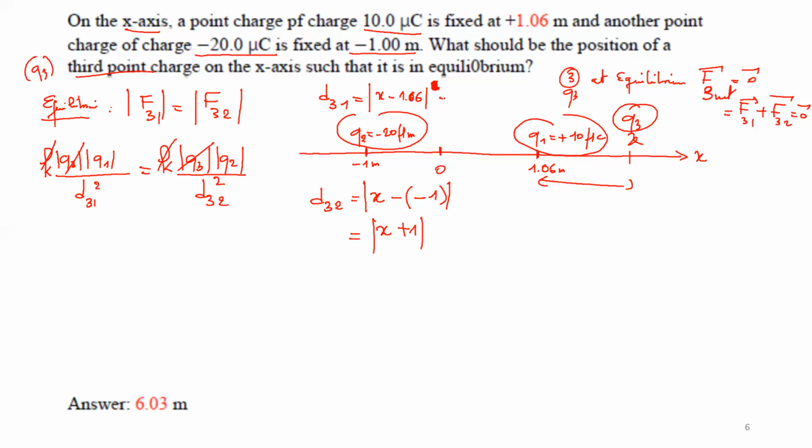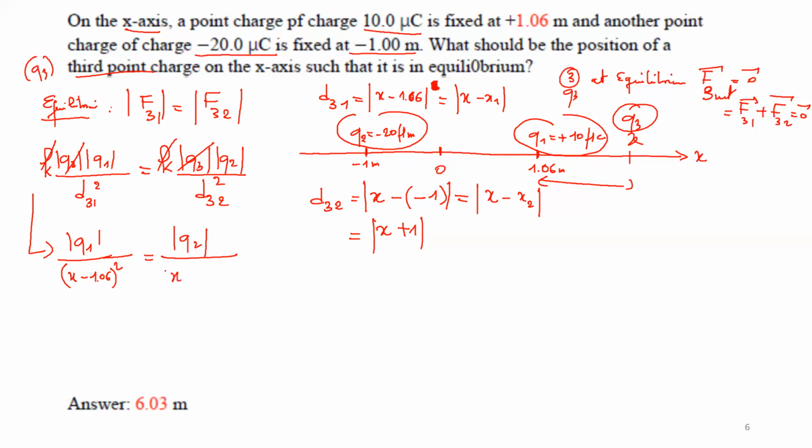Okay. So here I'm just using the fact that basically D31 is just x3 minus x1, and D32 is just x3 minus x2. Okay. I'm looking for distances. So this will lead me to what? Q1, absolute value, divided by x minus x1, which is 1.06, squared. This is equal to absolute value of Q2 divided by x minus x2. What is x2? x2 is minus 1. So minus 1 plus 1 squared.